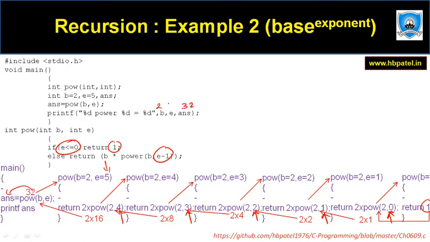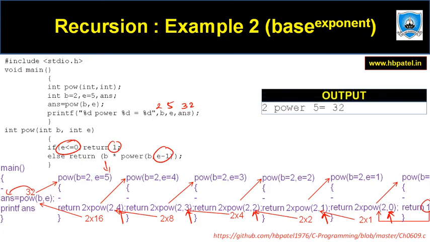So b is 2, e is 5, and this 32. So our answer is 2 raised to 5 is 32. 2 power 5 is 32. So this is the second example of recursion.